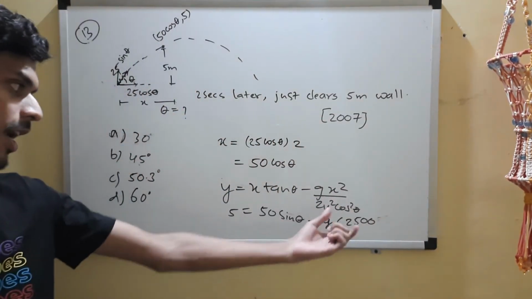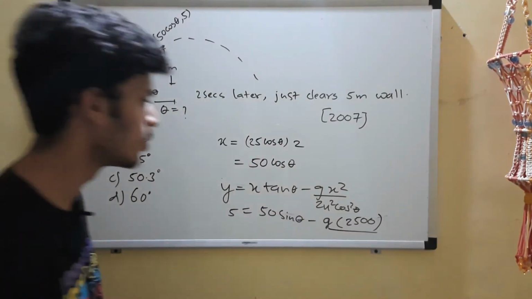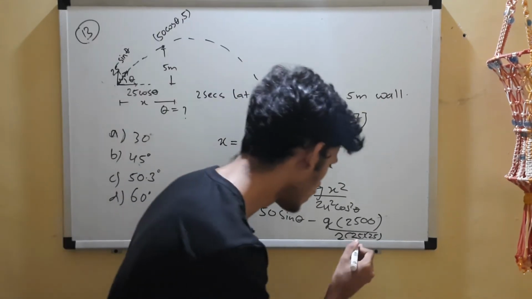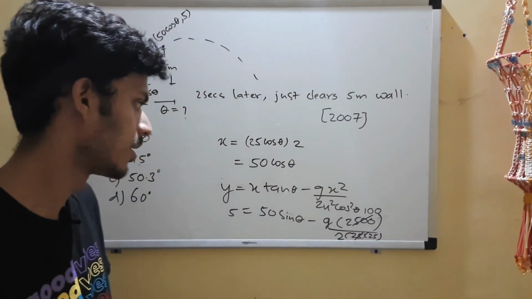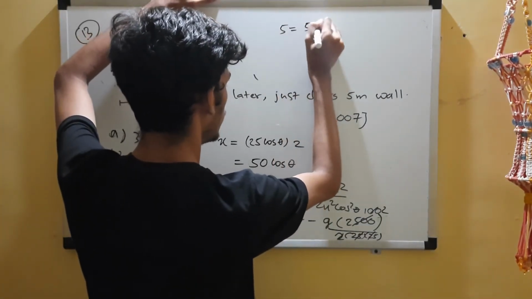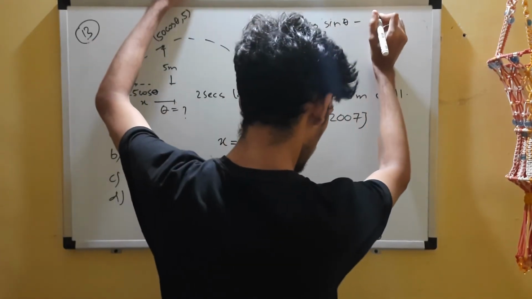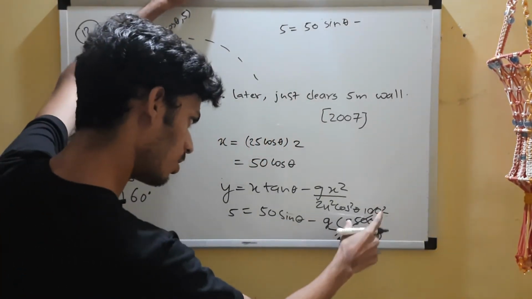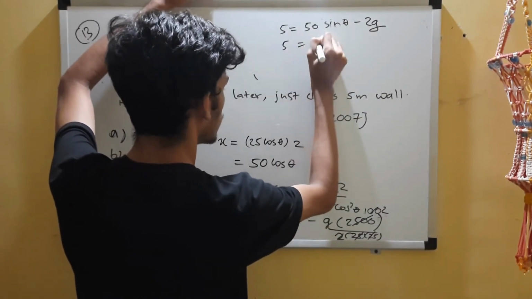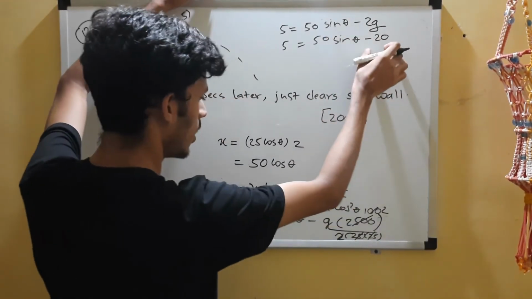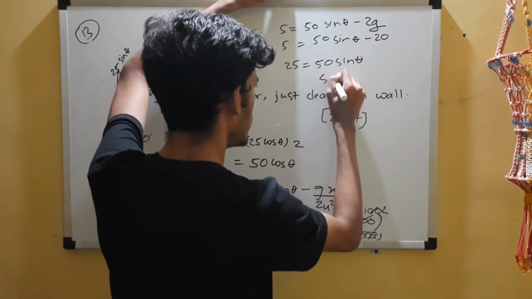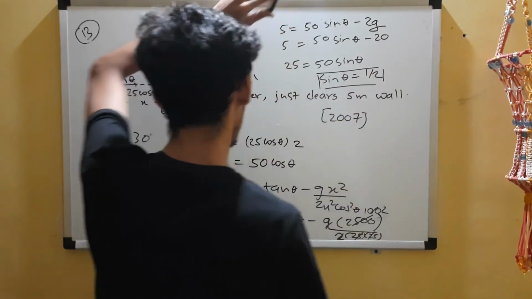Now this cos square theta in the numerator and denominator will get cancelled. Okay, no need to worry about that. 2 into u square, 2 into initial velocity squared, so 25 into 25, right? Initial velocity was 25, so this 25 and this will get cancelled, as 100 times. 25 2s are 50, 50 2s are 100. So basically what you have is 5 equals 50 sine theta minus 2g. Okay, so we'll substitute the value of g, 50 sine theta minus 20. Now take it to the other side, 25 is equal to 50 sine theta, so sine theta is half. So basically you can see that the angle will be 30 degrees, right?